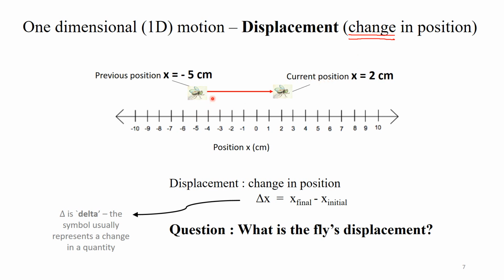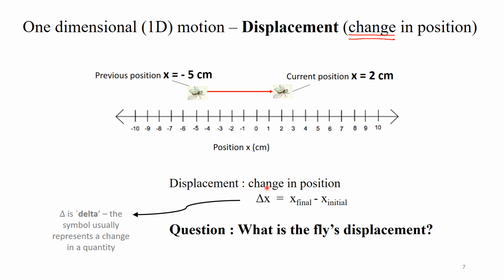So let's look at this picture at the top. We have this coordinate system and we have this fly. The initial position of the fly is x equals -5 centimeters. So that's where the fly is marked. And then the fly moves. It ends up at a different position, x equals +2 centimeters. So that's the current position. The position of the fly has changed, and the amount it changes by is known as the displacement.